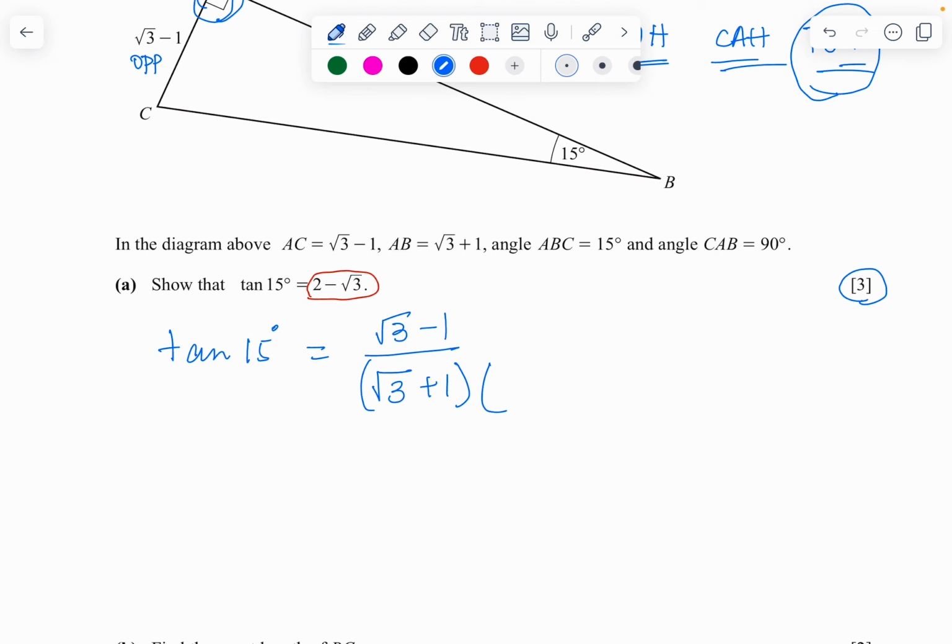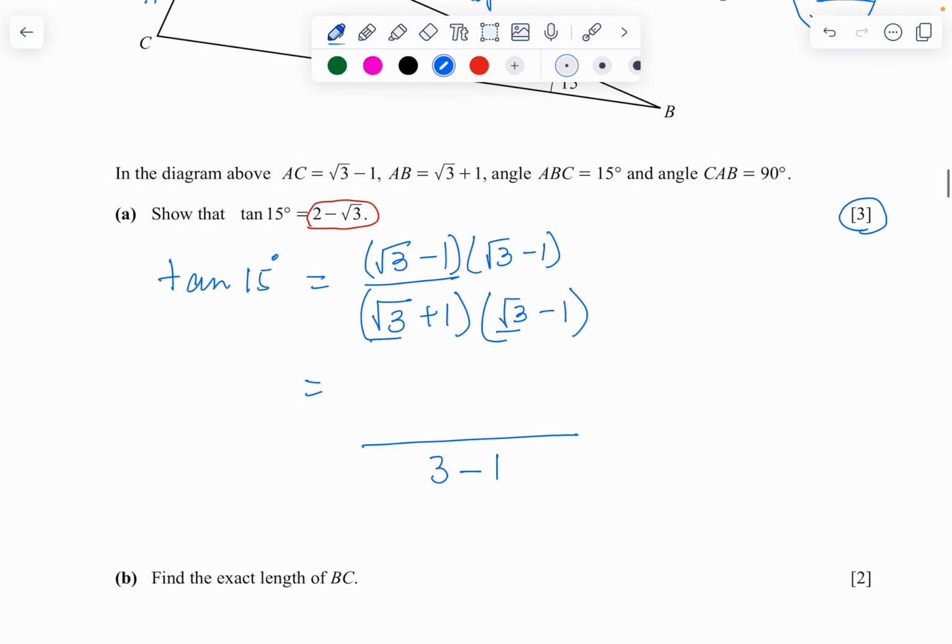Using the a squared minus b squared formula: if there is a plus, we need to times with the minus. So if a plus b is given, we need to times with a minus b. Make sure you do the same thing in the numerator. So this gives me, we know that square root of 3 times square root of 3 is 3, minus 1 times 1 is 1. So this is basically a 2, right?